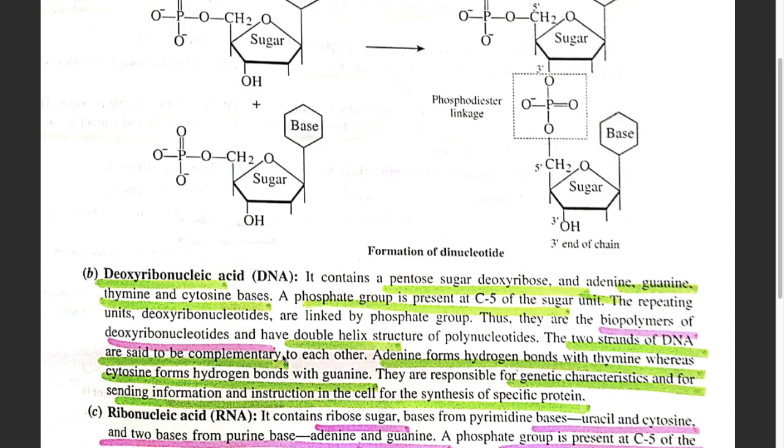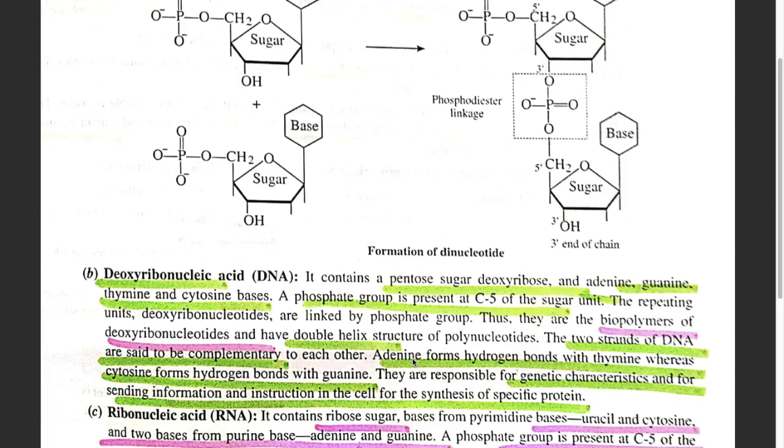Why are the two strands of DNA said to be complementary and not identical? Remember, if on one strand there is adenine, on the other strand there will be thymine. On one strand if there is cytosine, on the other strand there will be guanine. So remember that there is a base pairing principle which says that adenine links to thymine via a double hydrogen bond and cytosine to guanine via a triple hydrogen bond.